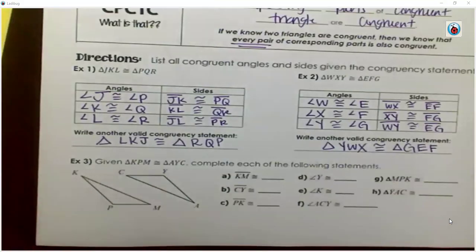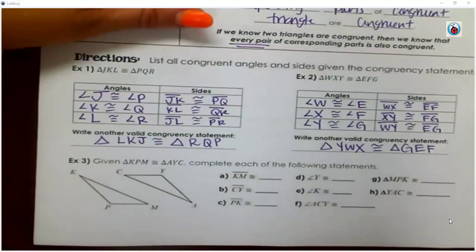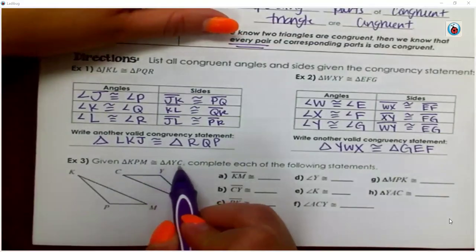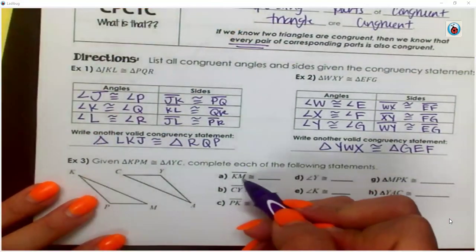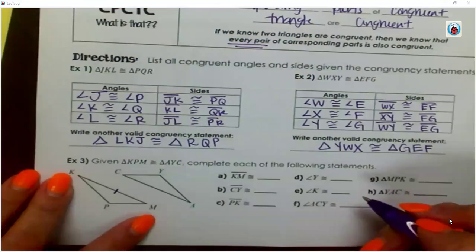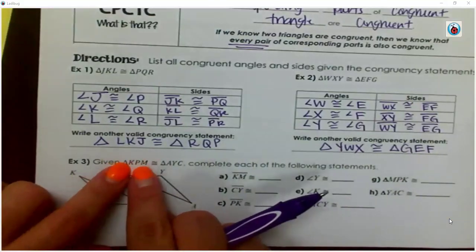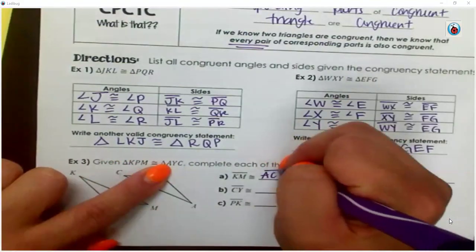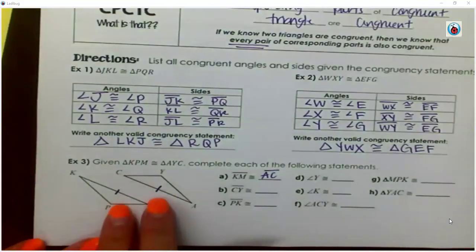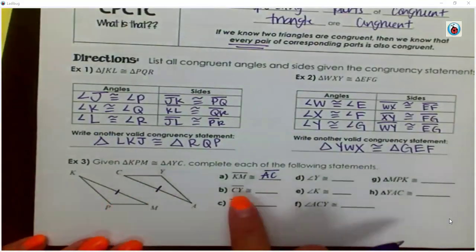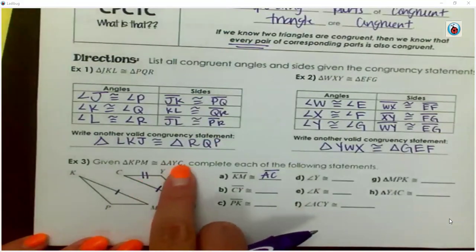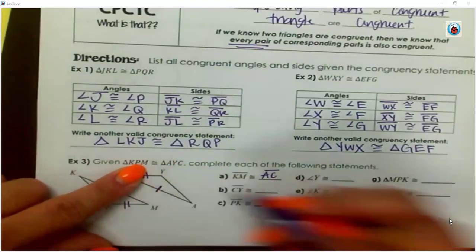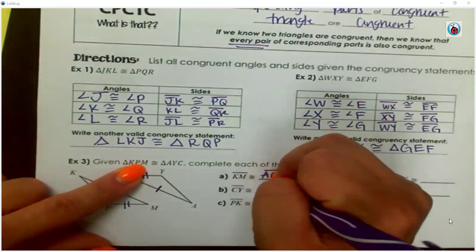Now in example 3, it says, given triangle KPM is congruent to triangle AYC, we're going to complete each of the following statements. Well, side KM is this side right here. Notice KM is the first and the last letter. Well, the corresponding congruent side with that would be side AC, which is this side. Notice how I'm also marking them with a single tick mark. Then we have CY, so it's a different side here. Notice these last two, which would mean that these two are corresponding to that. So I should have side MP.